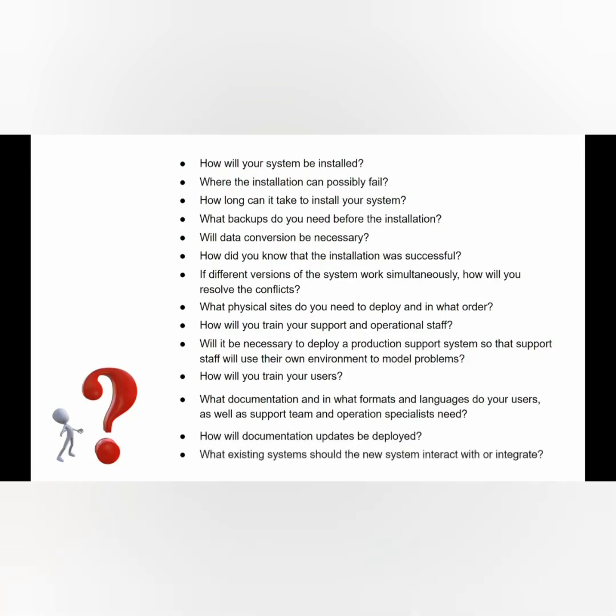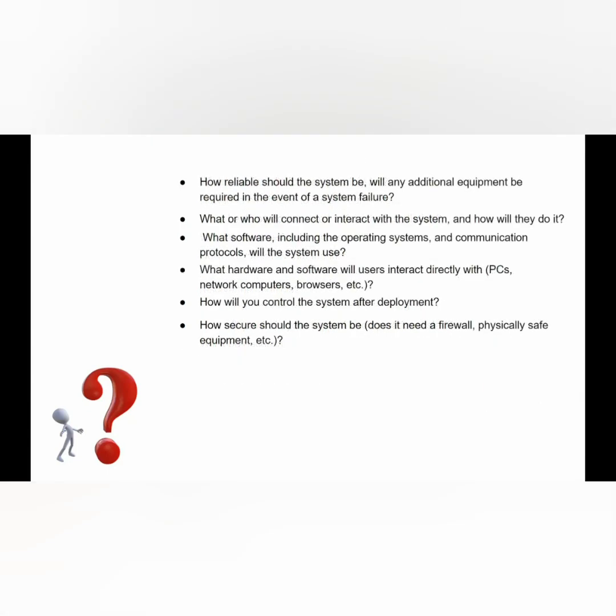What existing systems should the new system interact with or integrate? How reliable should the system be? Will any additional equipment be required in the event of a system failure? What or who will connect or interact with the system and how will they do it? What software, including the operating systems and communication protocols, will the system use? What hardware and software will users interact directly with? PCs, network computers, browsers, etc.